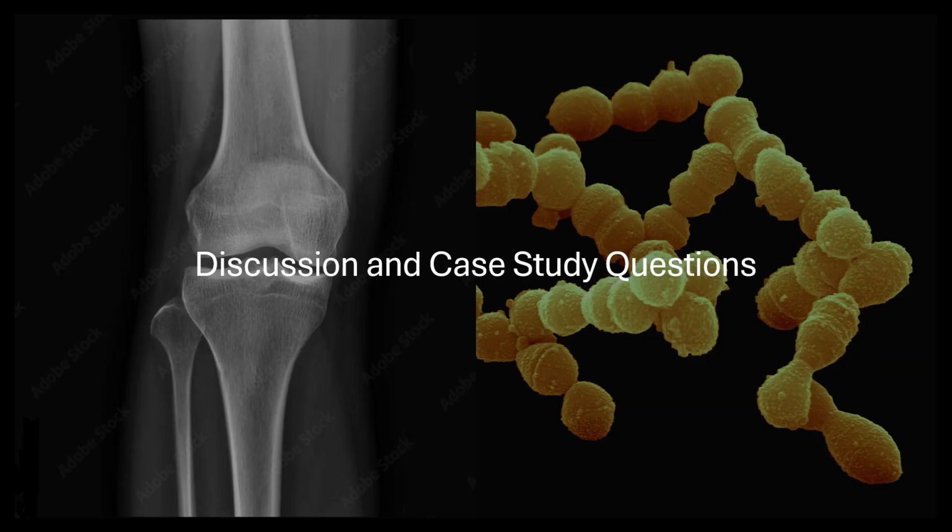All right, so we've made it to our discussion section, and I'm also going to be going over the case study questions and the answers to those. So all of our laboratory findings support acute bacterial septic arthritis: the extremely high WBC count, the purulent appearance, the positive gram stain, and the culture results confirm a severe infection caused by Streptococcus pneumoniae.